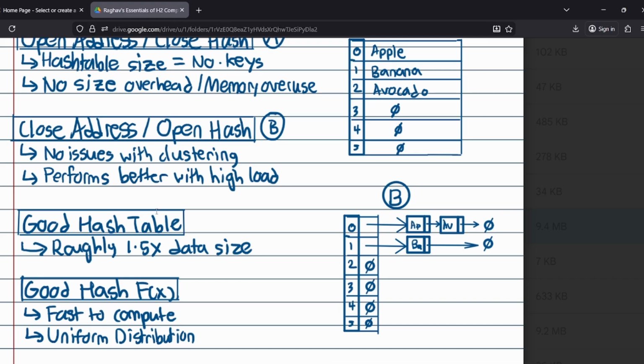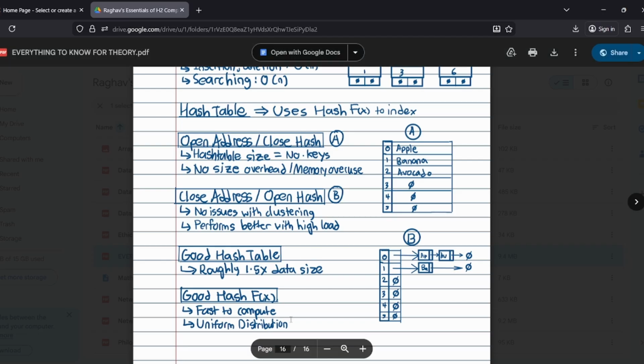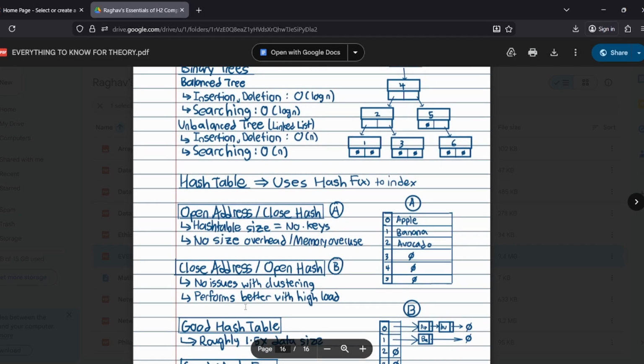Whatever, programming is beautiful. So then, yeah, no issues of clustering, which means, you know how I told you have to move down by 1 if the space is already taken? There's nothing like that you have to worry about, and it performs way better at high load. So yeah, that's that. A good hash table is roughly 1.5 times the data size, so that they have the ability to search better, I would say. It's so that there's better spread, and yeah, a more uniform distribution when it comes to that.